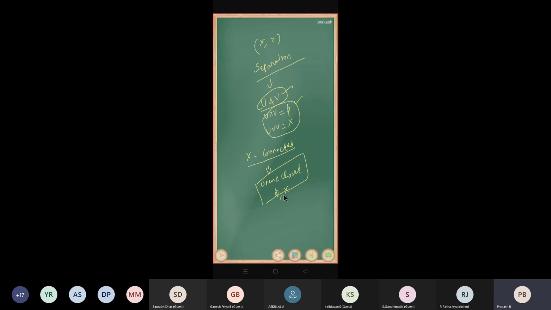That means suppose X is connected, then you have to show that the only open and closed sets are empty and X, right? Now we have X is connected. We have to prove this one. Suppose not, we are going to take, suppose not, there is one set which is both open and closed.